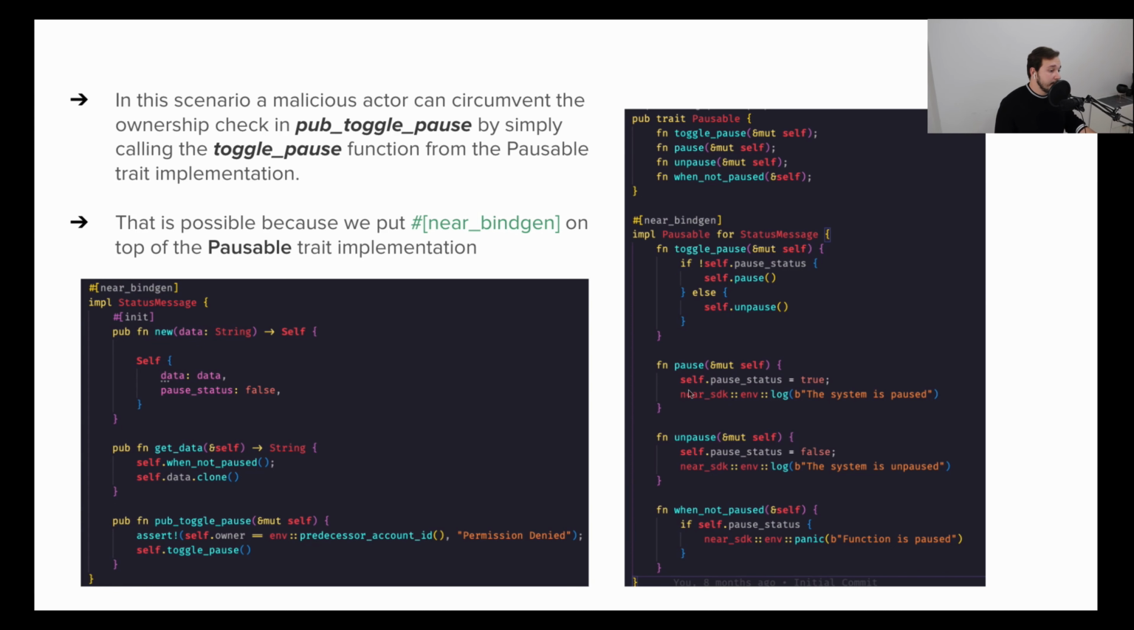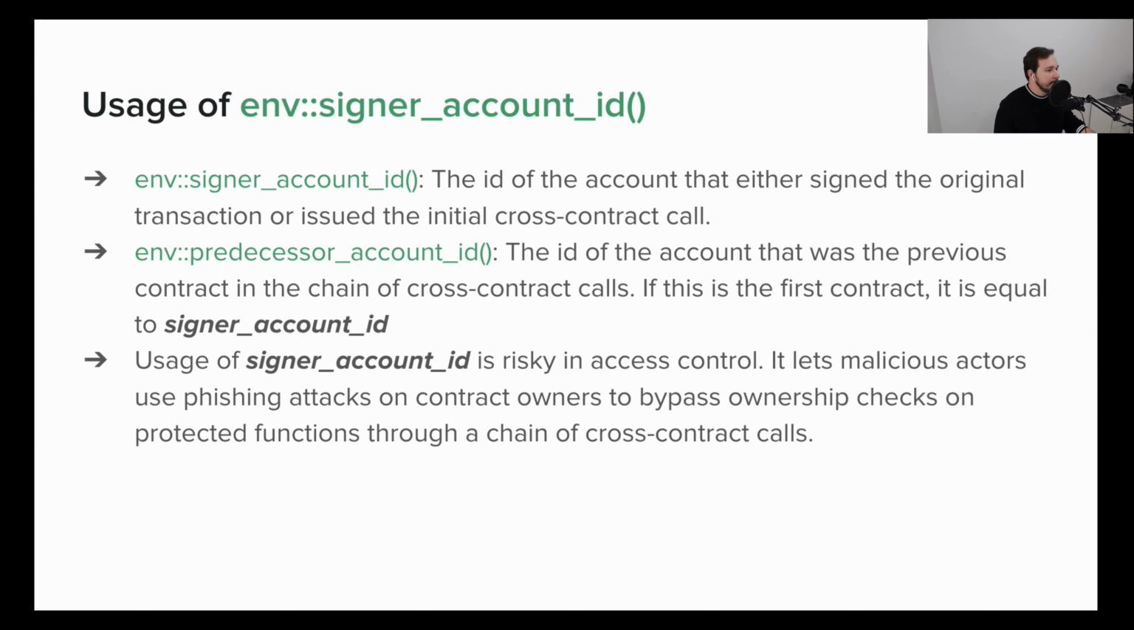So yeah, that's super important to know, and we should always be aware where we should be putting near_bindgen in our contracts, or at least if we're not sure, just do cargo expand and explore the code, just in case. All right, let's go to usage of signer account ID.